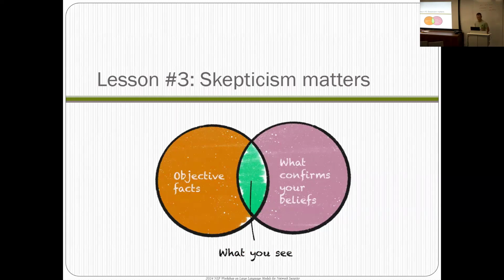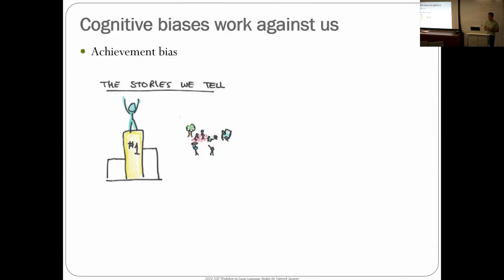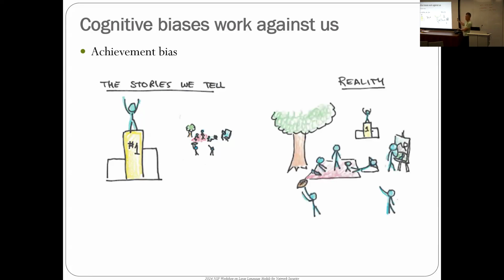So I have this plot where you have the objective facts and then you have your beliefs. And your beliefs are sometimes emotionally driven, especially in this day and age, in this climate. And so typically what you see is what you want to see. You want the two to overlap, but they're kind of apart. And so I talk about cognitive biases working against us. I mentioned this thing called an achievement bias. And I just showed you an achievement bias because I showed you all the best projects from my class. I didn't show you all the ones that were the reality, which is over here on the right.